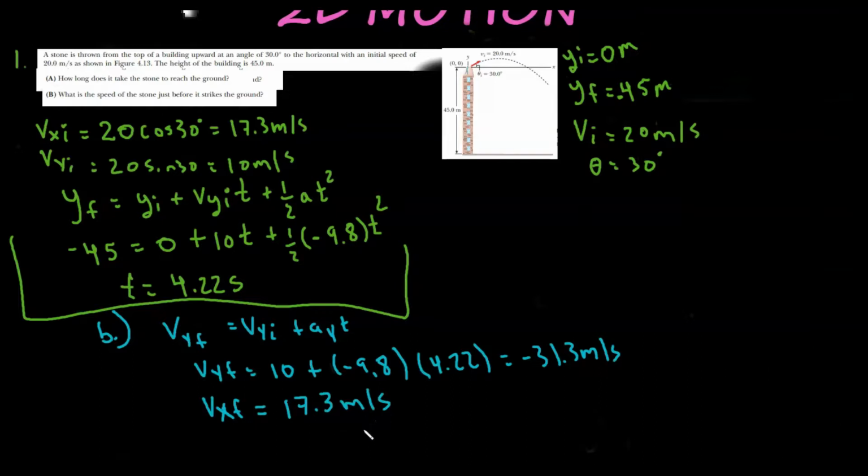So our total final velocity would be the magnitude. So negative 31.3 squared plus 17.3 squared, all under a square root, and we get an answer of 35.8 meters a second. Alright, let's move on to question 2.